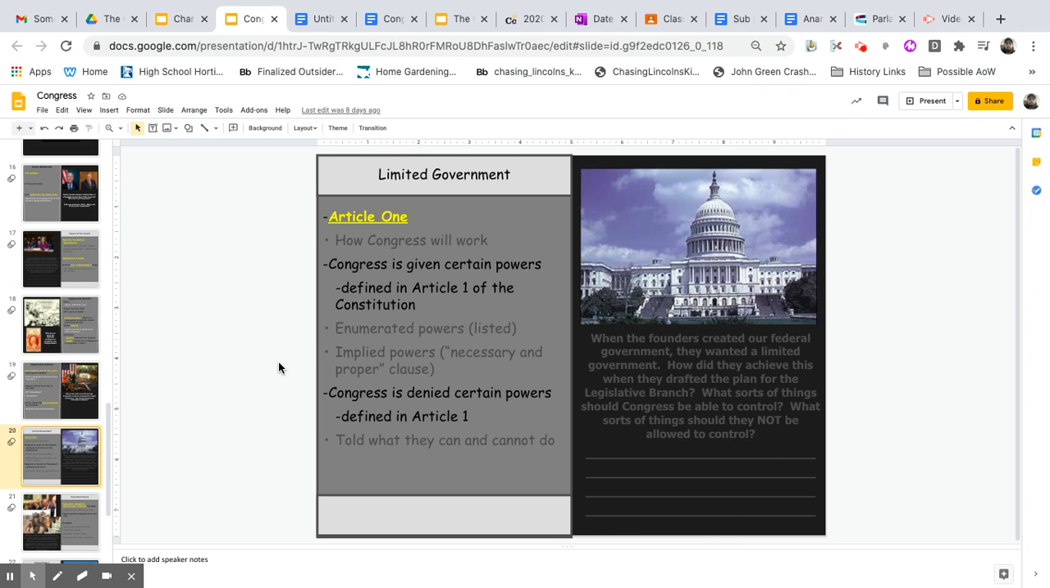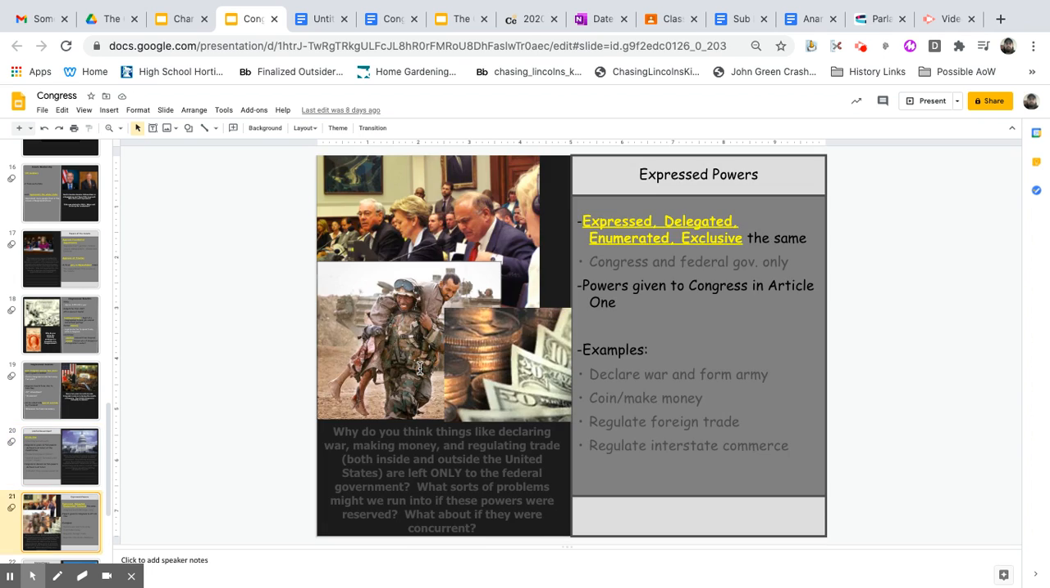Some of them are enumerated. That means they're actually listed out. Some of them are implied. We'll talk about that too. So the express powers really is just saying they are listed in the Constitution. There are quite a few of them, but just a couple examples. Congress has the ability to declare war and form armies. The president is not actually responsible for that. Even though he's the head of the military, he can't declare war. He can move troops around, but Congress has to declare war.